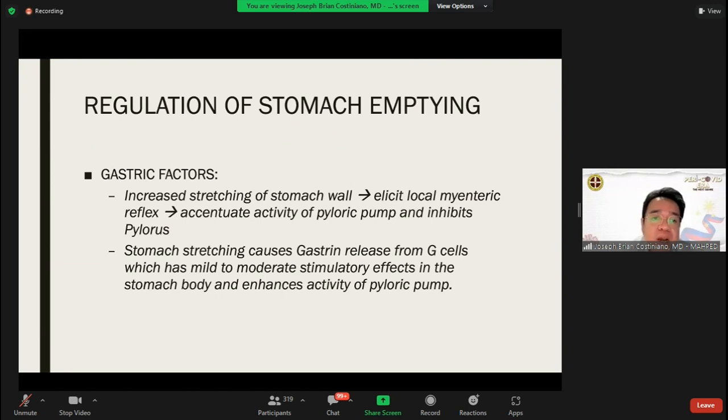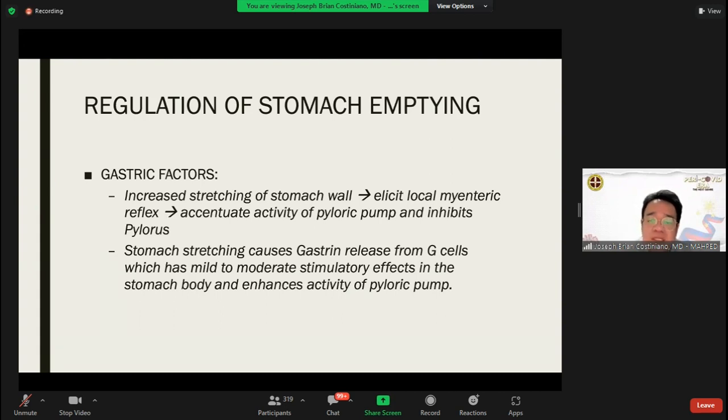So, gastric factors, regulation of stomach emptying, increased stretching of your stomach wall will elicit local myenteric reflex, and this will accentuate the activity of your pyloric pump and will inhibit the pylorus.